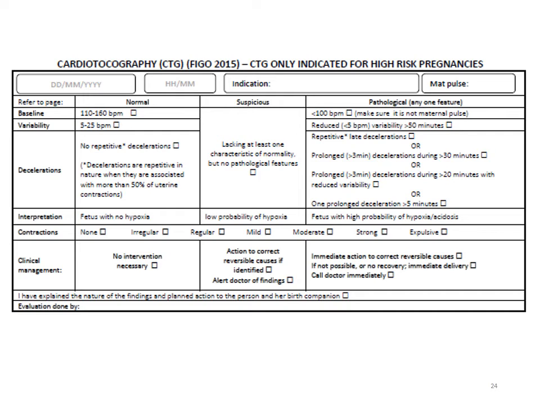There are a few pages using the FIGO 2015 classification for CTGs, where you can document CTGs. And as I said, there's a separate video that you can watch that shows you how to interpret the CTG and how to document it in this. And this is only used mostly in hospitals or where there's high-risk patients managed with CTG.